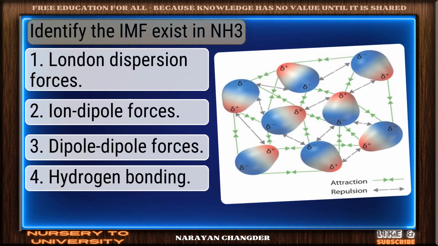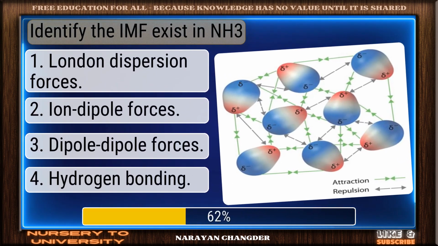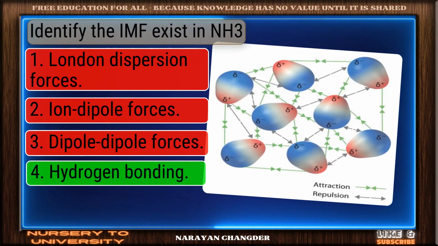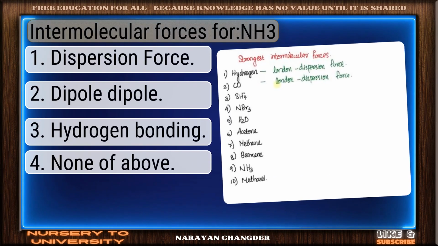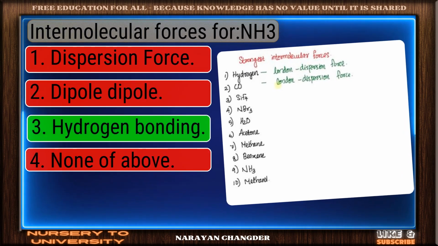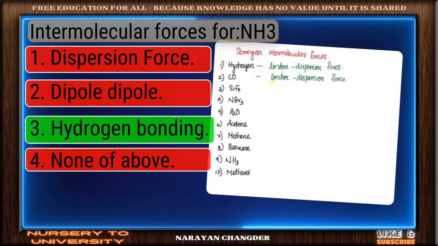Identify the IMF that exists in H3. Smart pick. Hydrogen bonding is the correct choice. Intermolecular forces for HF. Right again. Hydrogen bonding is a valid answer.